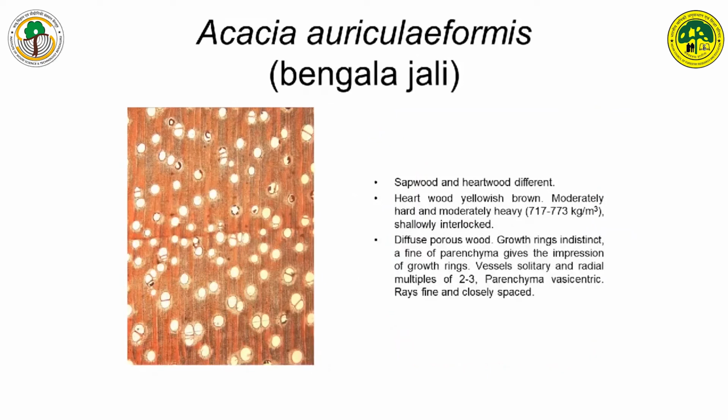Whereas in case of Acacia auriculaeformis, the sapwood and heartwood are different. Heartwood is yellowish brown, moderately hard and moderately heavy. The grain is shallowly interlocked, and it's a diffuse porous wood. So one can easily differentiate teak wood and Acacia auriculaeformis with the help of a hand lens. But when we see the external appearance, both woods look similar.